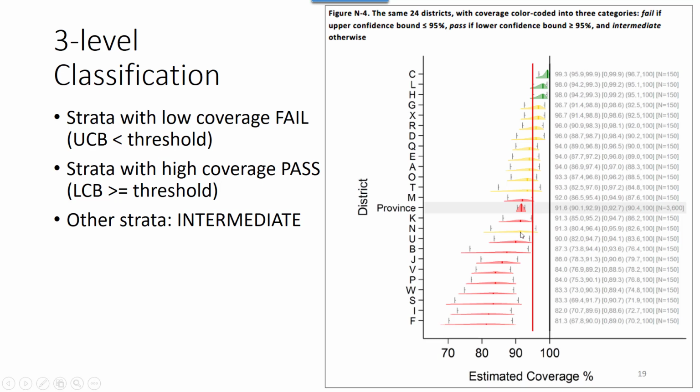And then these gray tick marks show us the one-sided upper and lower confidence bounds for each district. The data for all the districts were rolled up and aggregated together and analyzed to calculate provincial coverage, which is shown here in the gray bar near the center.